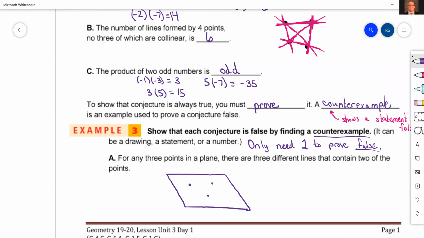There's 3 different lines that contain 2 of the points. Okay, from this angle, yeah, that's true. 1, 2, 3. Okay, maybe. But those 3 points are all on a different line. Let's see if I put them all on the same line. All in the line. 1, 2, 3.